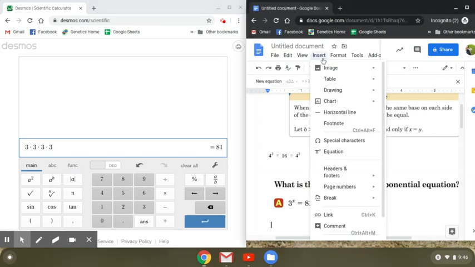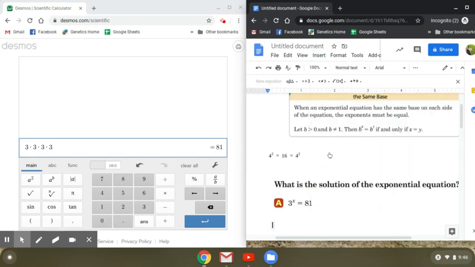So what I can say is that 3 times 3 times 3 times 3 equals 3 to the fourth, and that's equal to 81. So that means that in this case, our value of x is equal to 4, right? Because the variable, the thing we didn't know that we needed to multiply 3 by to get to 81, is equal to 4. So our answer is x equals 4.